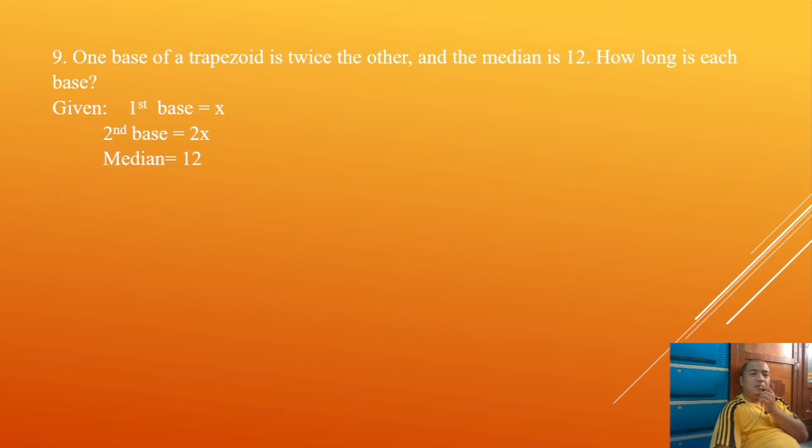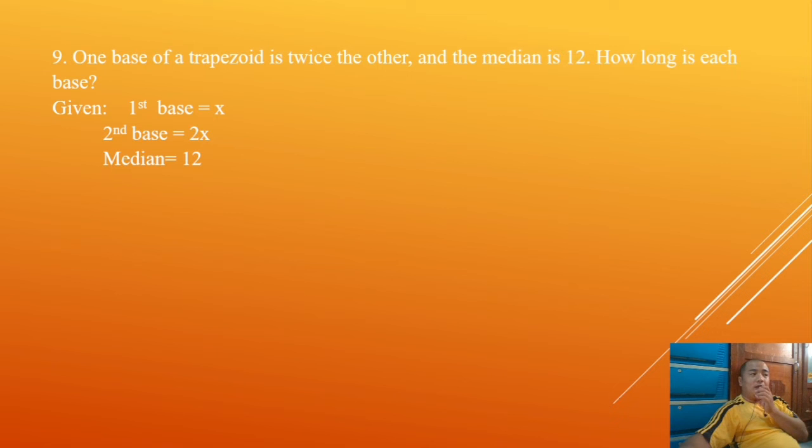Number 9, one base of a trapezoid is twice the other, and the median is 12. How long is each base? So let us represent the first base as x, and the second base as 2x, because the second base is twice the first base. And given is the median. The length of the median is 12.